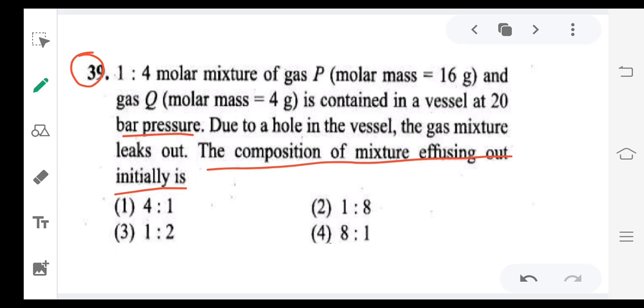So both gases are in a vessel. Due to some hole, both gases are coming out of the vessel. You have to find the composition of the gas mixture outside. Initially they gave a 1:4 molar ratio, meaning 1 mole of P gas and 4 moles of Q gas, and the molar mass of P is 16 grams, the molar mass of Q is 4 grams. Now we have to solve the problem.